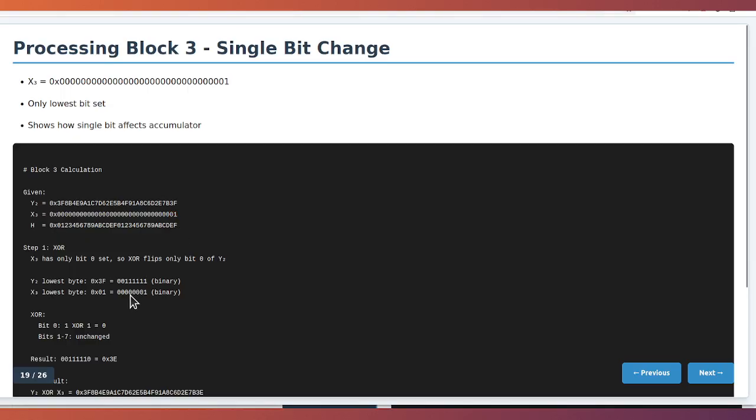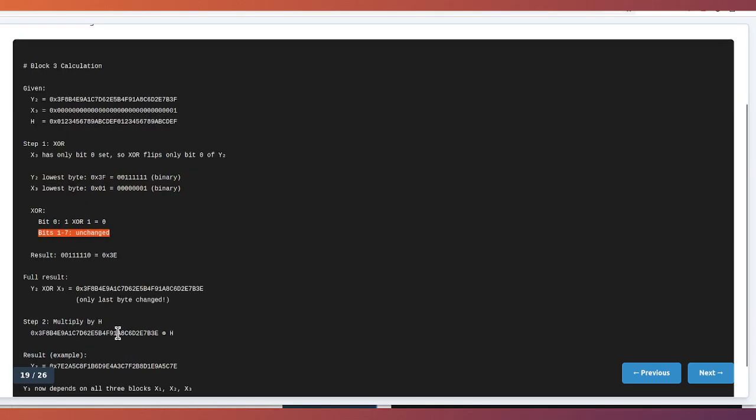Let's look at the lowest byte of y2, which is 0x3f. In binary, 0x3f is 00111111. XORing with 0x01, which is 00000001, we get the lowest bit, 1 XOR 1, equals 0, and all other bits remain unchanged. The result is 00111110, which is 0x3e. So y2 XOR x3 equals beginning with 0x3f ending with 3e.